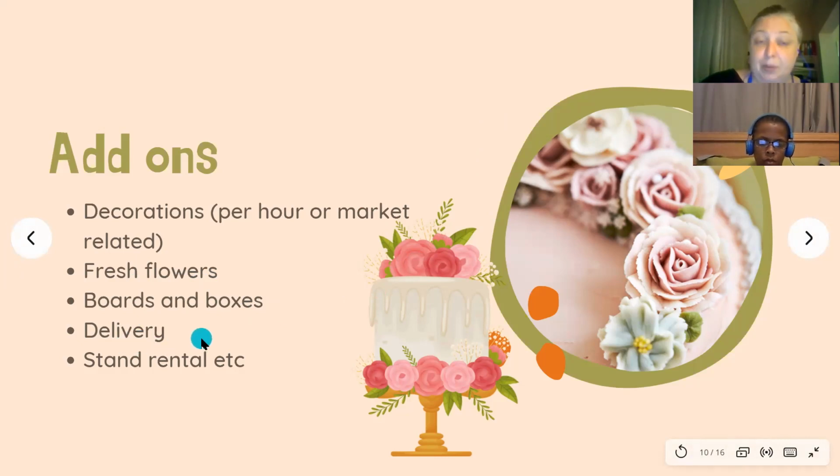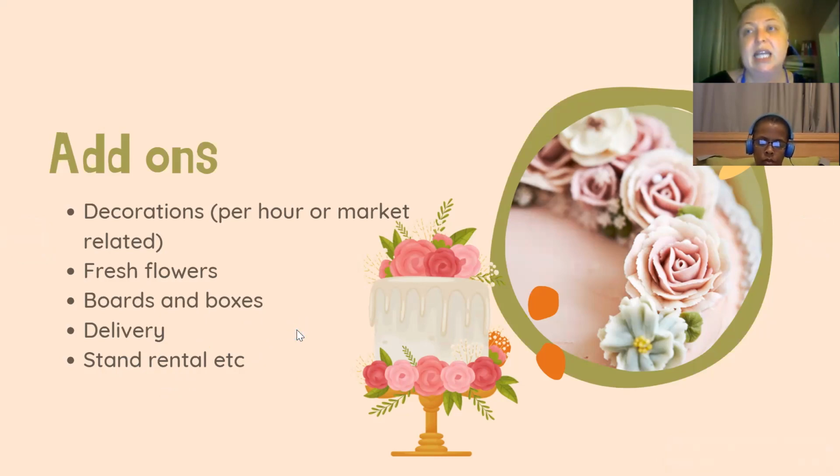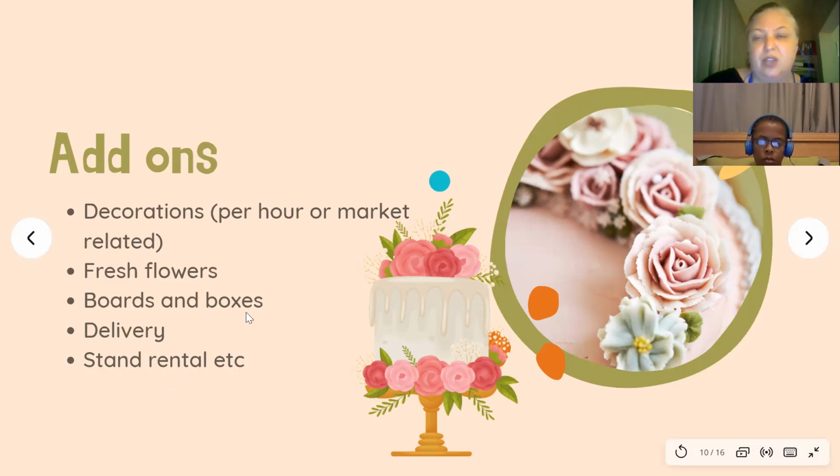Delivery, I add as a separate cost to the customer. So I say, if you want delivery, this is how much it is when I give them their quote. And the same with stand rental. Some people will rent a cake stand or whatever. Then I would charge a deposit and a cost that I would add on separately, so they can decide if they want to have that, like optional extra things.